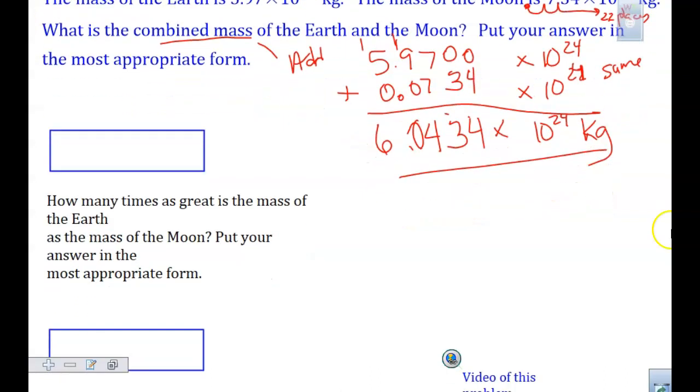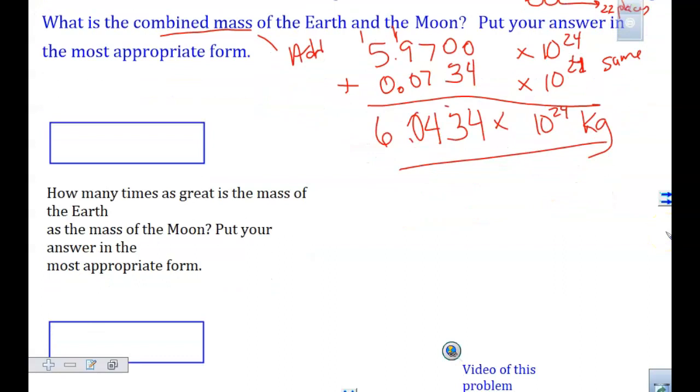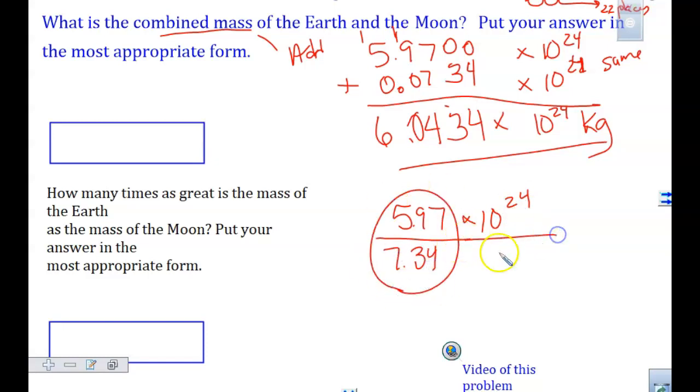This next question says, how many times as great is that mass? Well, now we want to take the 5.97 and we are going to divide it by the 7.34. So take those calculators, you're going to be dividing by 10 to the 22nd. This one I would take in standard form, right? Why? 5.97 divided by 7.34 comes out to be about what? 0.81 times 10. What are we doing with these two exponents when we divide? Subtract, so 10 to the second.